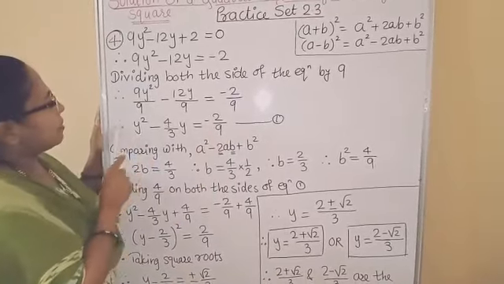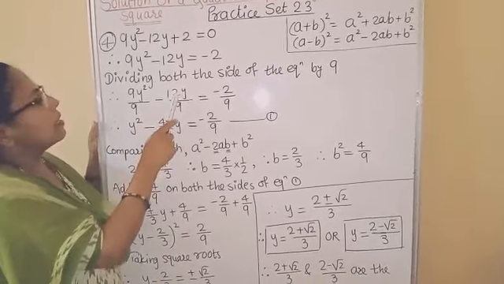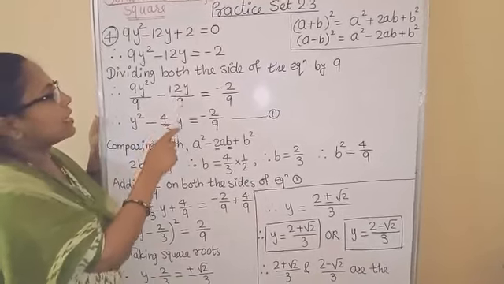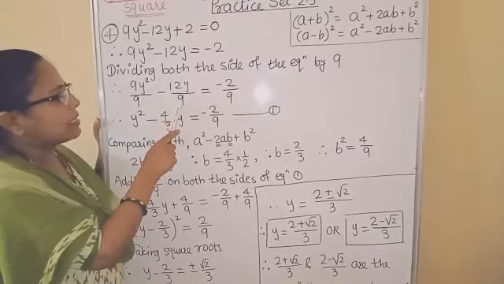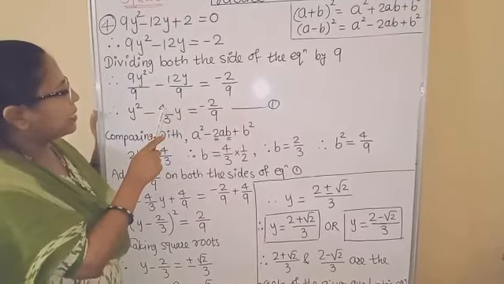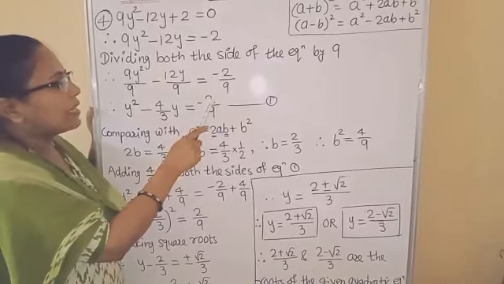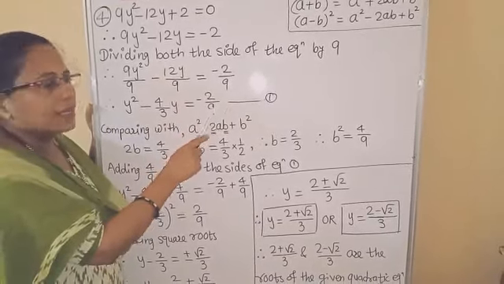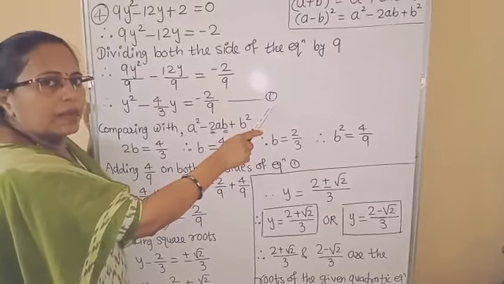So this 9 gets simplified. We will get y square minus, now here 12 and 9 both are divisible by 3. 3 4s are 12, 3 3s are 9. So here we will get minus 4 upon 3y equal to minus 2 upon 9. This is our equation number 1.